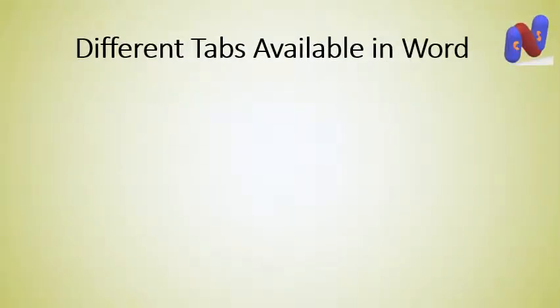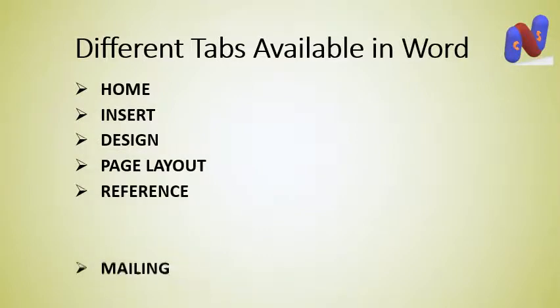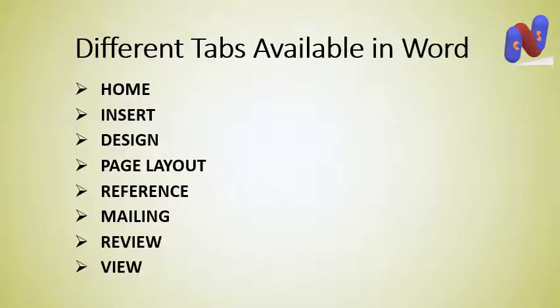Now, the different tabs available in Word are: Home tab, Insert tab, Design tab, Page Layout tab, Reference tab, Mailing tab, Review tab and View tab. So these eight are the tabs which are available in the MS Word window. I'm going to repeat it: Home tab, Insert tab, Design tab, Page Layout tab, Reference tab and Mailing tab.